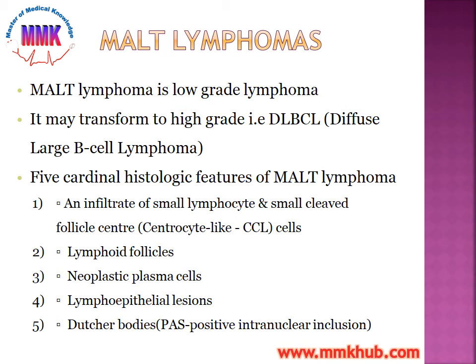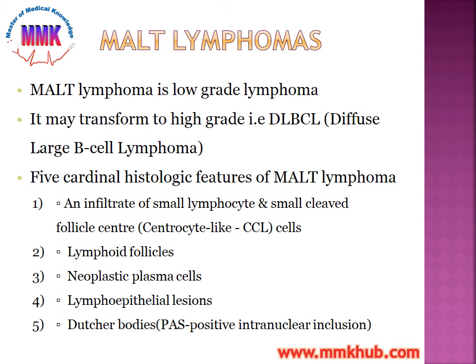MALT lymphomas. MALT lymphoma is a low-grade lymphoma. It can transform to a high-grade type, which is called diffuse large B-cell lymphoma, which we will discuss in the next slides. There are 5 cardinal histological features of MALT lymphoma.